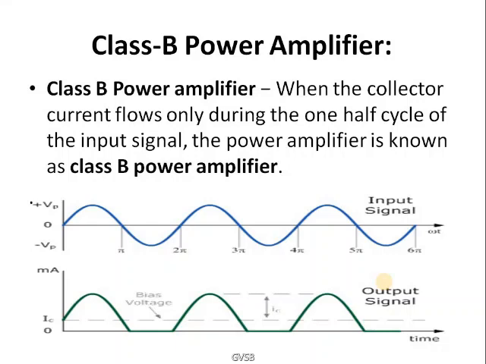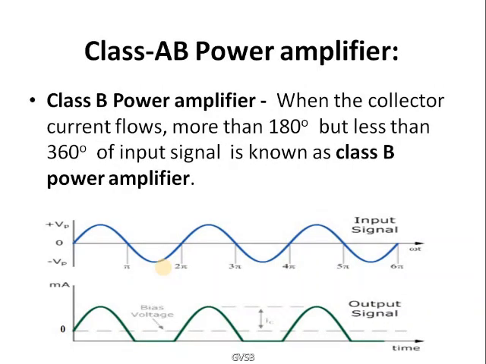So let us see the Class B amplifier. In Class B amplifiers, only one half cycle will be reproduced at the output side. If you see this graph, this is the input signal. So only one half cycle is reproduced at the output side. Only 0 to pi is reproduced at the output side, and the remaining half cycle will be discarded. This type of amplifier is called Class B type of power amplifier.